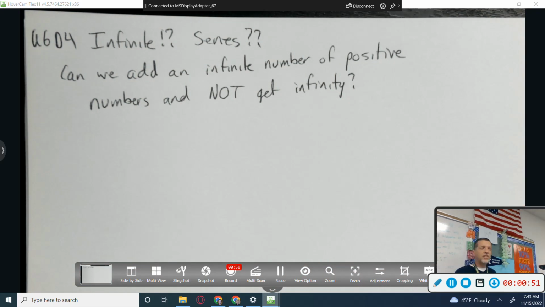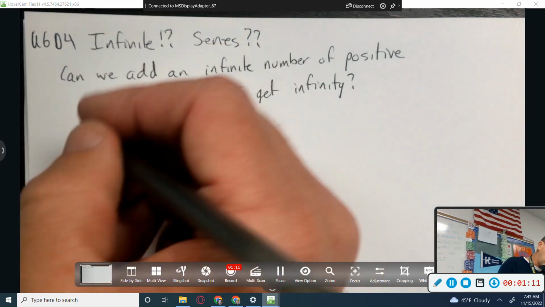So an infinite set of numbers, none of them zero, like that'd be cheating, right? You could add up an infinite number of zeros and not get infinity. But I want to add up an infinite number of positive numbers and not get infinity. So some of you are like, I don't think so. Shaking your head no. And I get that.